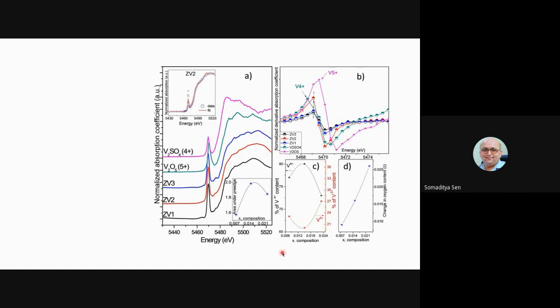Why is it important? Because if you have a mixed percentage of vanadium 4 plus and 5 plus, the charge state that you are changing in the material will be different, and as a result, the oxygen coordination and the electronic clouds along these dopants will be different, and it will lead to different electronic properties.